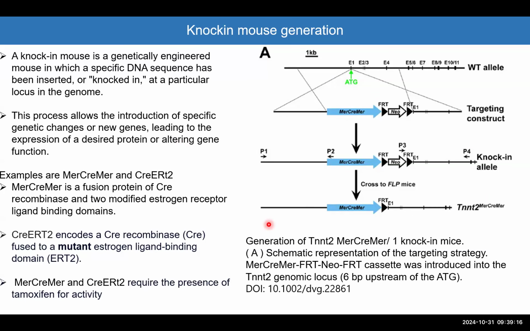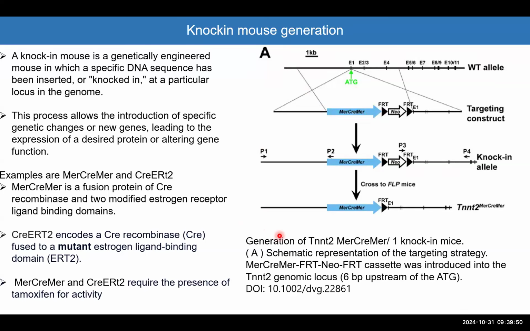And if we want to express the Mer-Cre-Mer only in the cardiomyocytes, we can insert the Mer-Cre-Mer by the same method that we described many times now, with embryonic stem cells, into an exon under the control of the alpha myosin heavy chain. And what happens is, whenever the alpha myosin heavy chain is turned on, the Mer-Cre-Mer will be turned on.